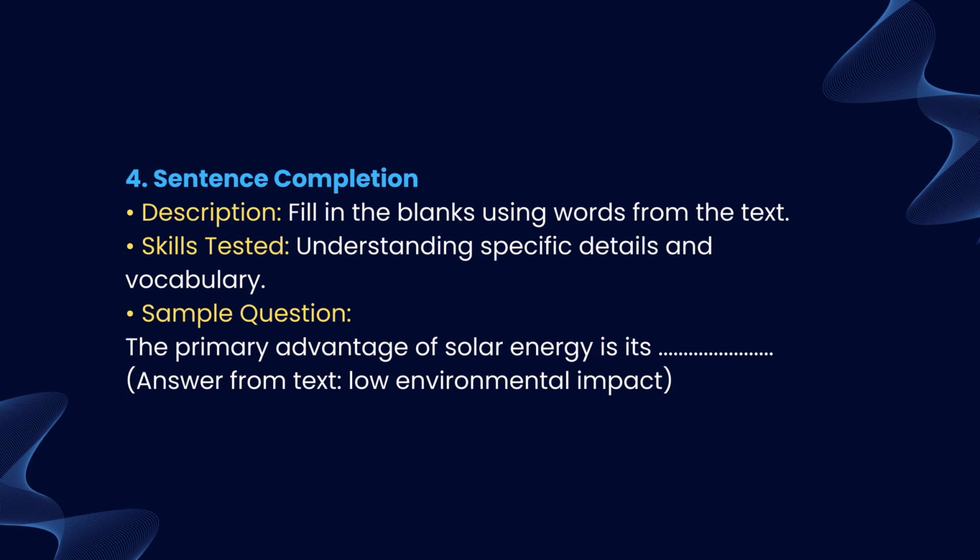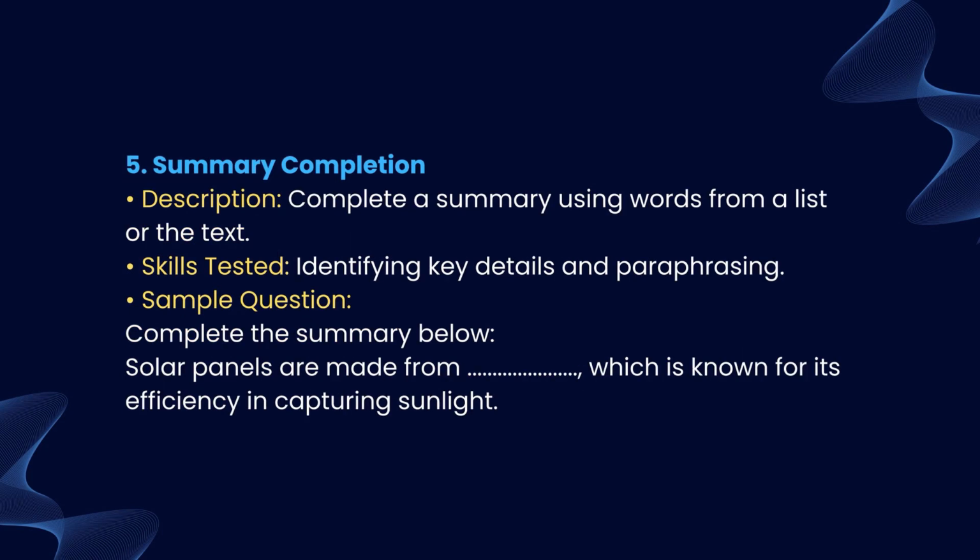4. Sentence completion. Description. Fill in the blanks using words from the text. Skills tested. Understanding specific details and vocabulary. Sample question. The primary advantage of solar energy is its blank. 5. Summary completion. Description. Complete a summary using words from a list or the text. Skills tested. Identifying key details and paraphrasing. Sample question. Complete the summary below. Solar panels are made from blank, which is known for its efficiency in capturing sunlight.